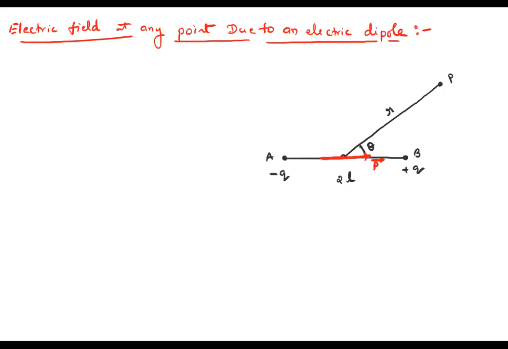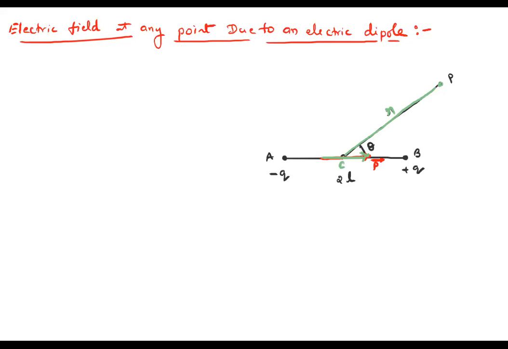That means simple. Suppose this is P bar, which is acting along AB, that is from negative charge to positive charge. And we would like to find the electric field at a point P, which is at a distance of R from the center of the dipole.